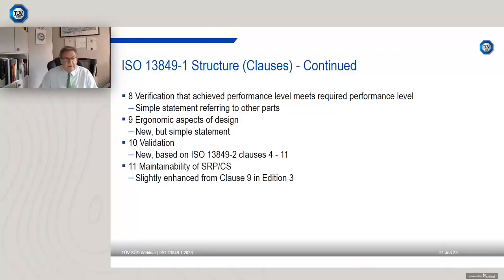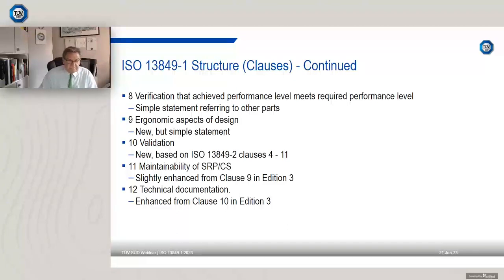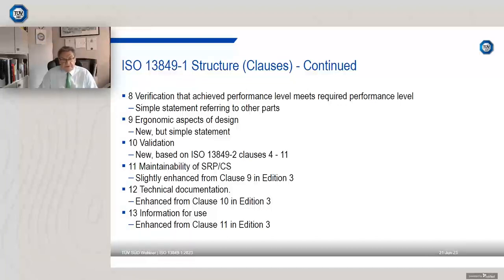Clause 11, maintainability, that was included in clause 9 of edition 3. It's been enhanced a little, not massively, and similarly clause 12 is technical documentation, a little bit of enhancement, a little bit taken from 13849 Part 2 as well. So a little bit of enhancement there. And clause 13, again, information for use based on what was in clause 11 of edition 3 with a little bit of enhancement. So that's the new structure.